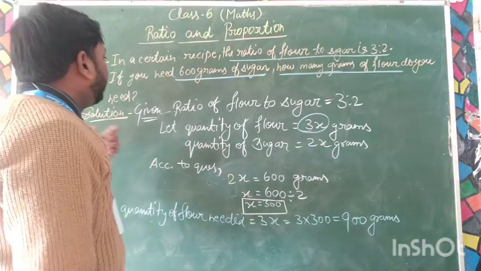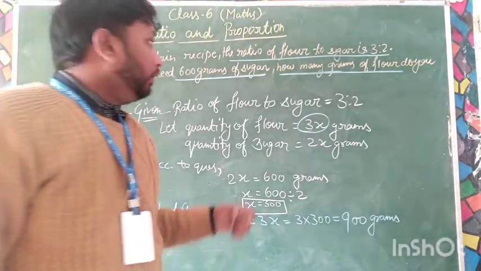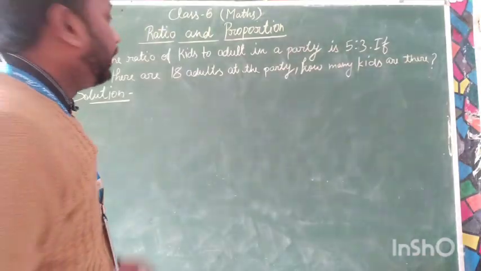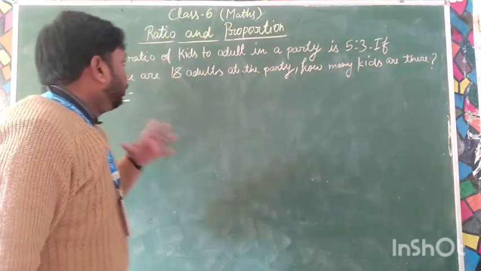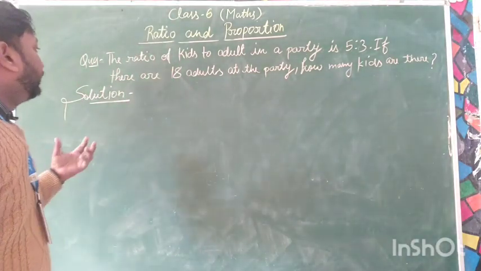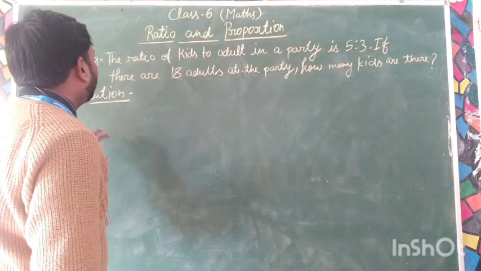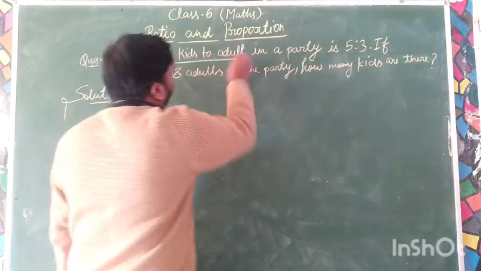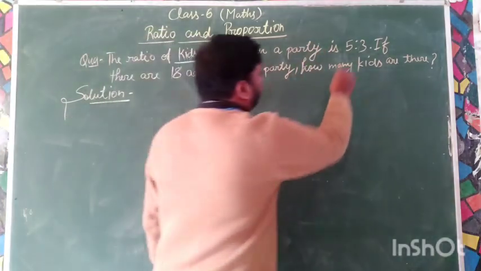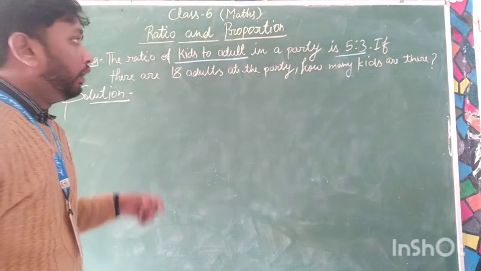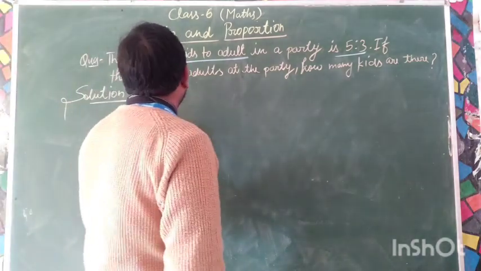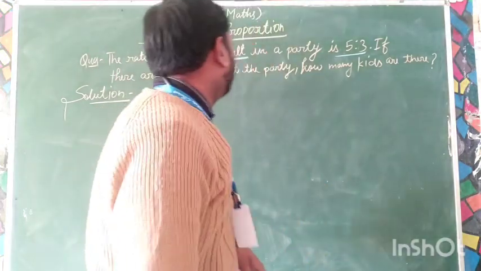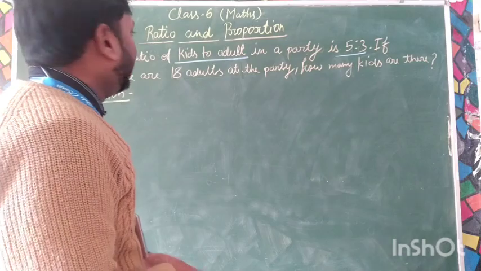So if we go to another question, I will write the question, look at it once, and then solve that question. Here I have written one more question. Look at the question once, read it, and then we solve the question. The question is the ratio of kids to adults in a party is 5:3. If in a party there are 18 adults, then how many kids are there in that party?